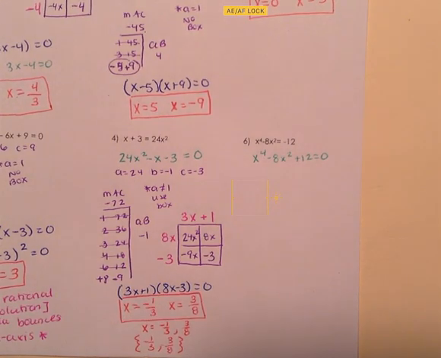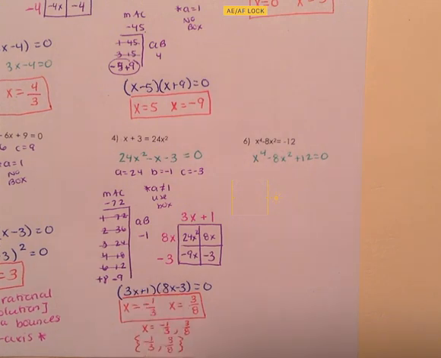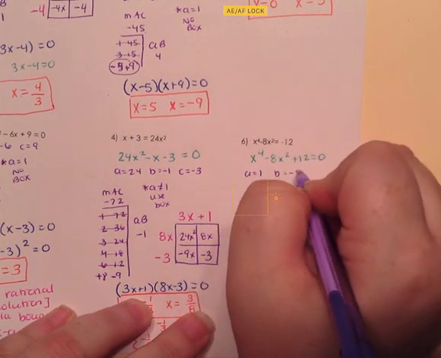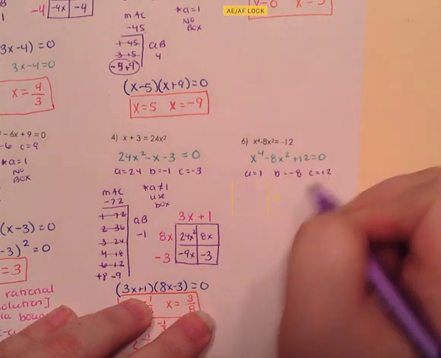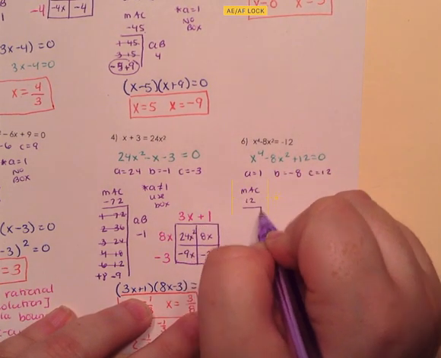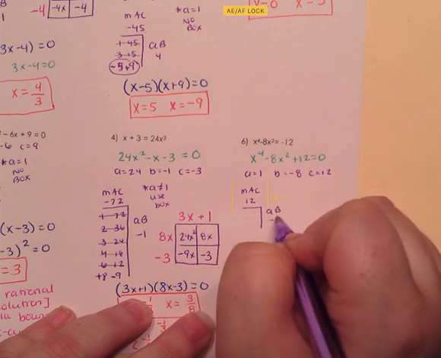We still actually factor it the same way as MACAB. It's just that in our parentheses, we're not just going to have an x, we're going to end up having an x squared in each of them. So we're just going to do a equals 1, b equals negative 8, and c equals 12. So our MAC is going to be at 12, and our AB is at negative 8.